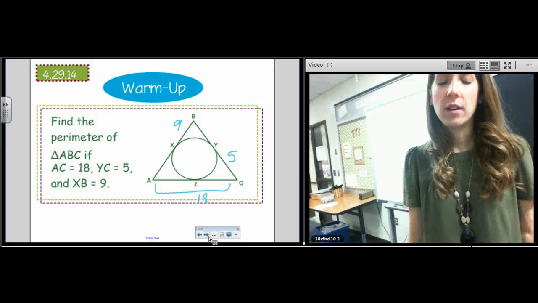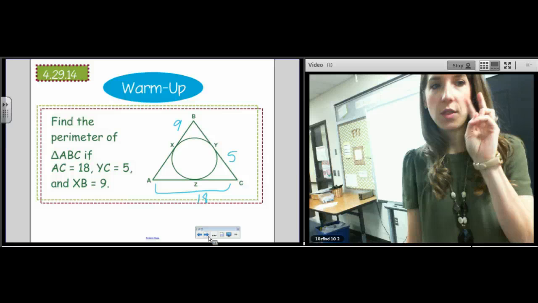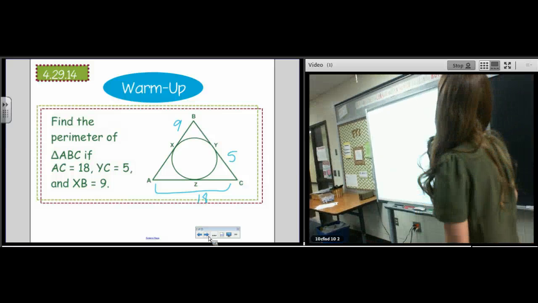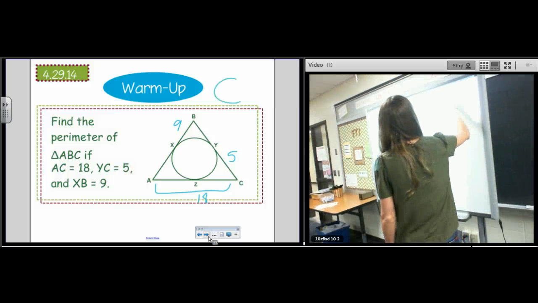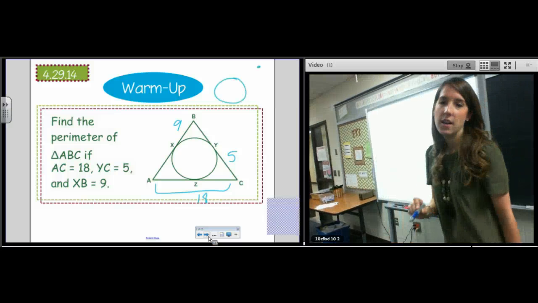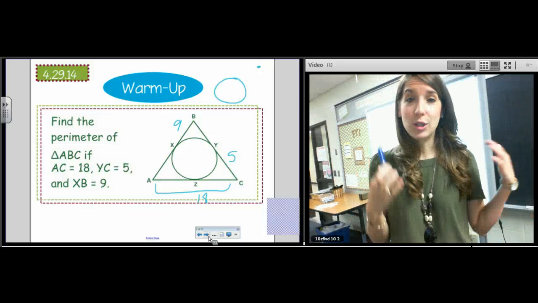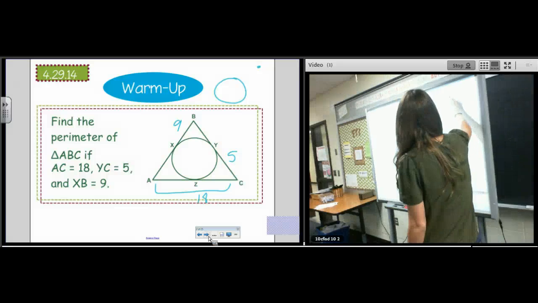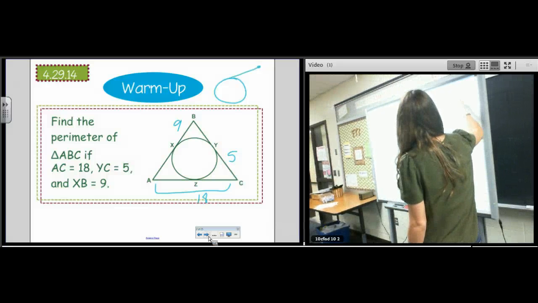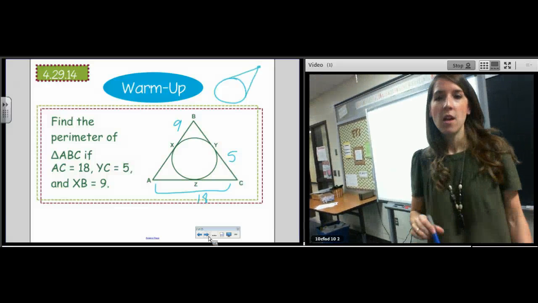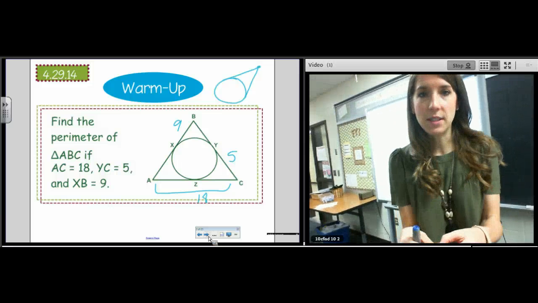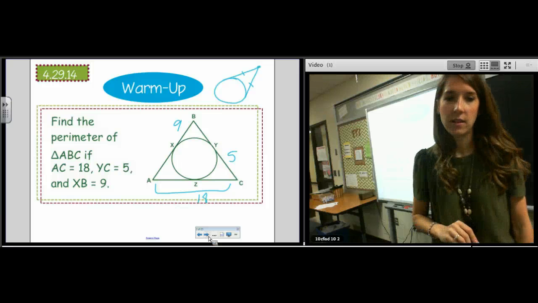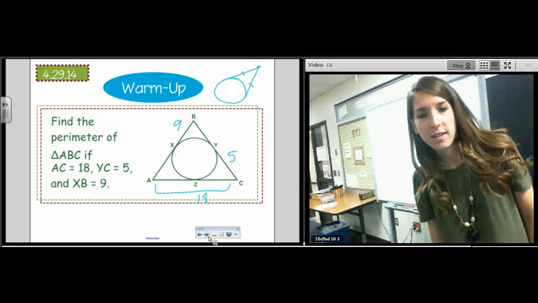So, remember, on Friday we learned 3 theorems. One of them I nicknamed the ice cream cone theorem because I thought it just kind of looked like an ice cream cone. When you've got a point outside a circle, an external point, and you draw both tangents from that point, those tangent segments have to be the same exact length. So that's what we're going to use there.